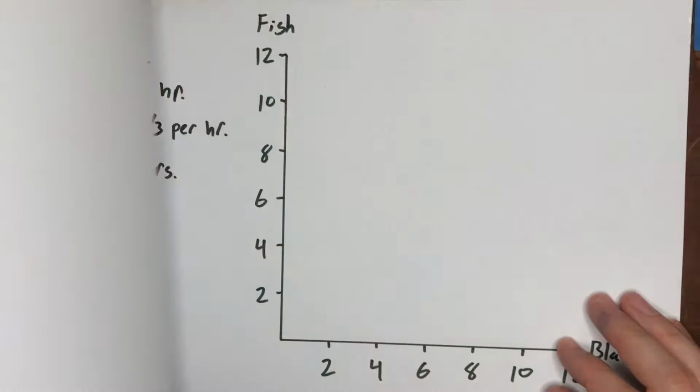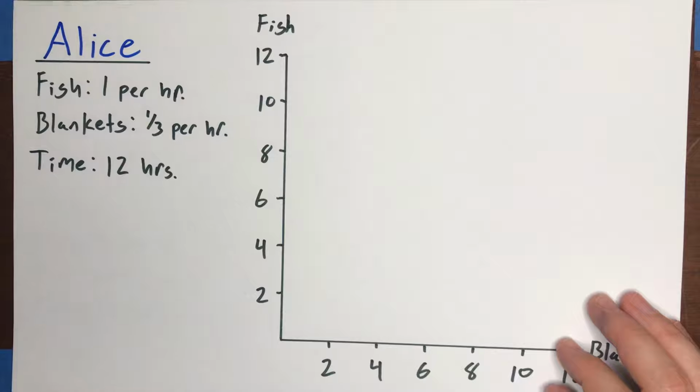And let's think about how good she is at producing each of these two things. All right, so we've got Alice. Let's say that when she is spending her time catching fish, she can catch one fish per hour. When she is spending her time weaving blankets, she's not as good at that. It takes her 3 hours to produce one blanket. Another way of saying that is that she could produce 1/3 of a blanket per hour. And let's also say that she has 12 hours a day in which she can produce these things.